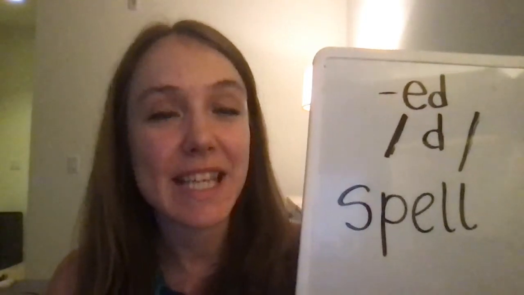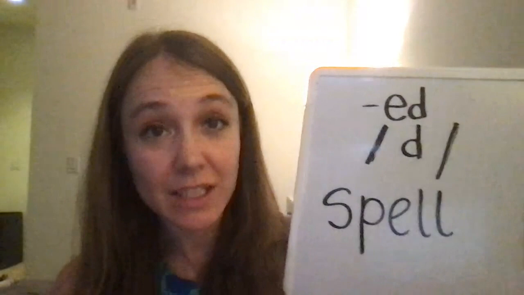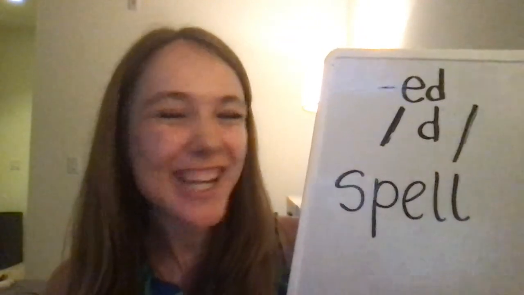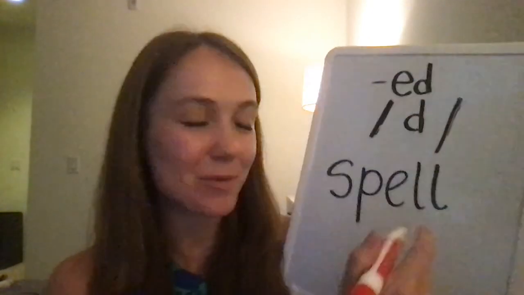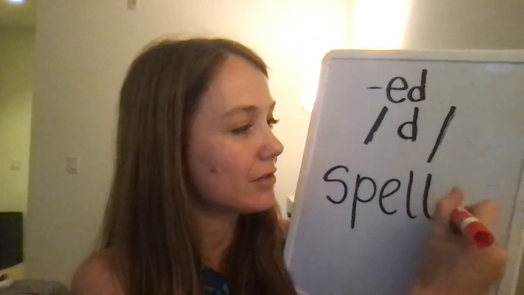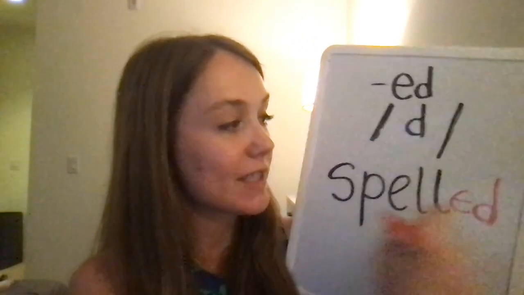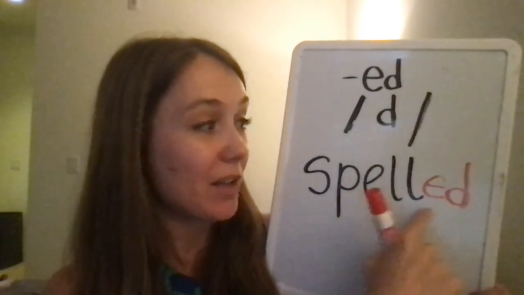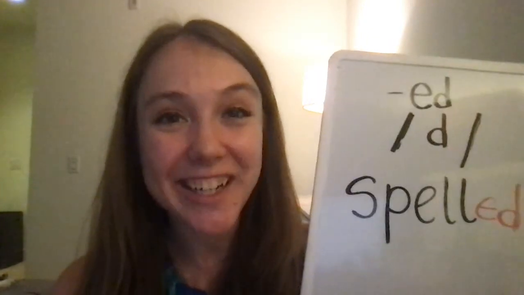Now let's learn about when ED says D. ED can make a D sound, like in the word spelled. I spelled that word. We're going to add ED to the end of our base word, spell. Here we go. Start with the word spell and then add ED. Spelled. I spelled that word.